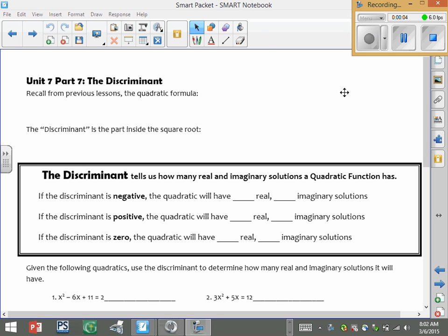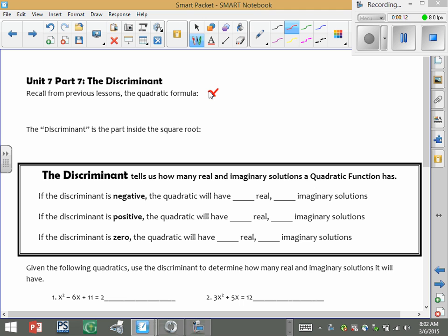We'll take a look here at what's called the discriminant, and it's closely tied in with the quadratic formula. Quick reminder, remember the quadratic formula: x equals opposite b, plus or minus a big square root, b squared minus 4ac, over 2a. Well, the discriminant is the part that's inside the square root. In other words, b squared minus 4ac, and it actually gives us some pretty good information.